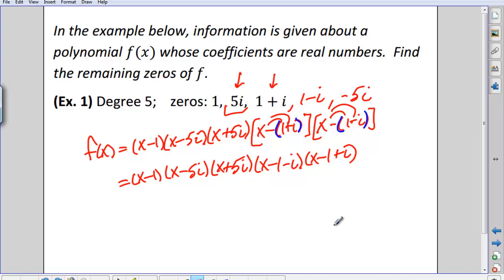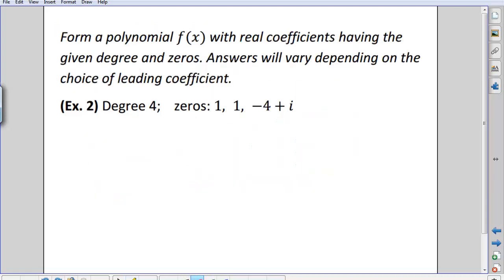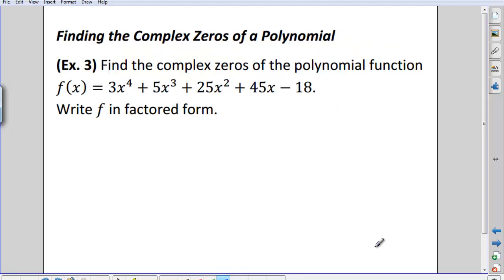Okay, so that's something you will have to do in some other problems later on. So there's an example. But for this one, all we needed were those two answers right there. That was the answer to this problem. Same question here. Degree 4. We've got zeros of 1, 1, and negative 4 plus i. So the remaining zero would be, change the sign of the imaginary part, negative 4 minus i. Done. Okay.